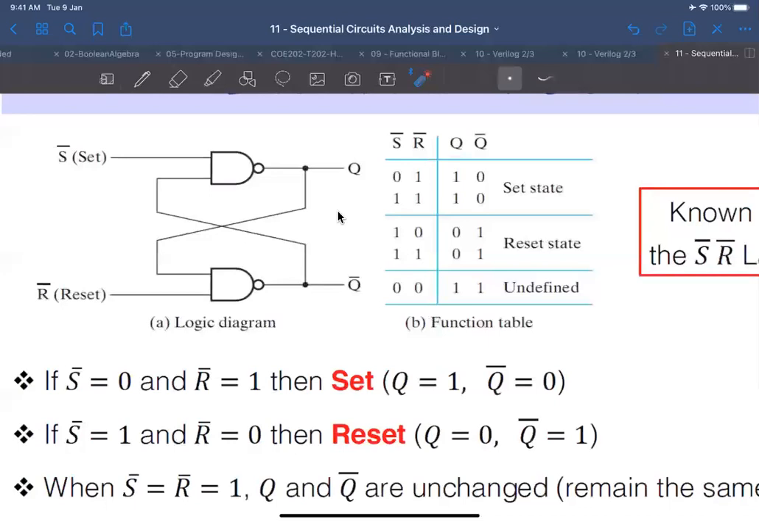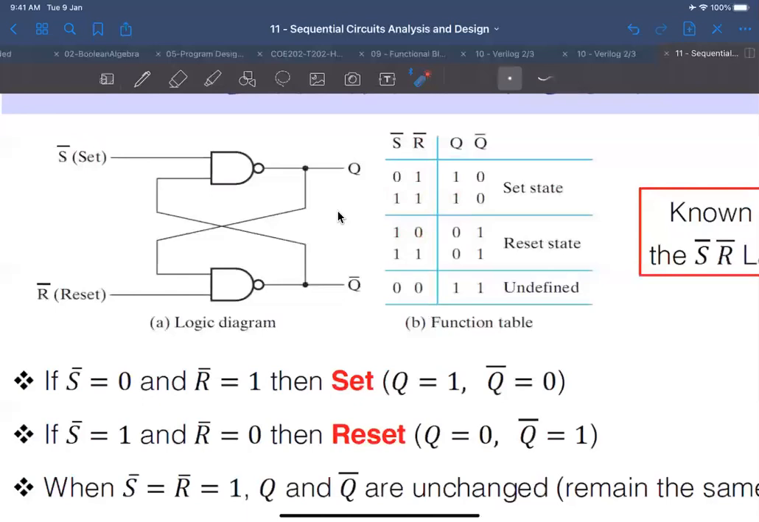When S complement is 0 and R complement is 1, I have a set operation. When S complement is 1, so it's not active here, and R complement is 0, which is active, then we have a reset operation. And when both are inactive, meaning they are both ones here, it means that there is no change. So this is why we are complementing them.